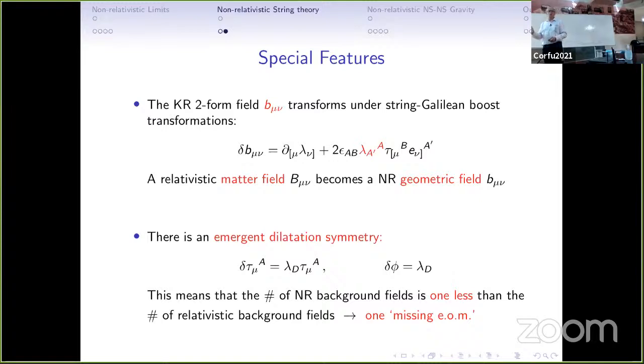Well, many of them are the limit of a relativistic representation. That's okay. But it's known in the literature that you can also take two relativistic representations, and they work together, and they become one relativistic representation. And that's what happens here.